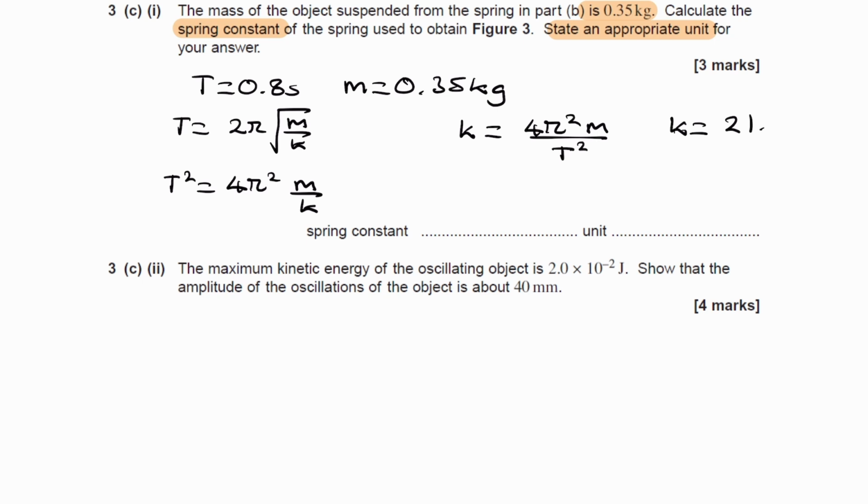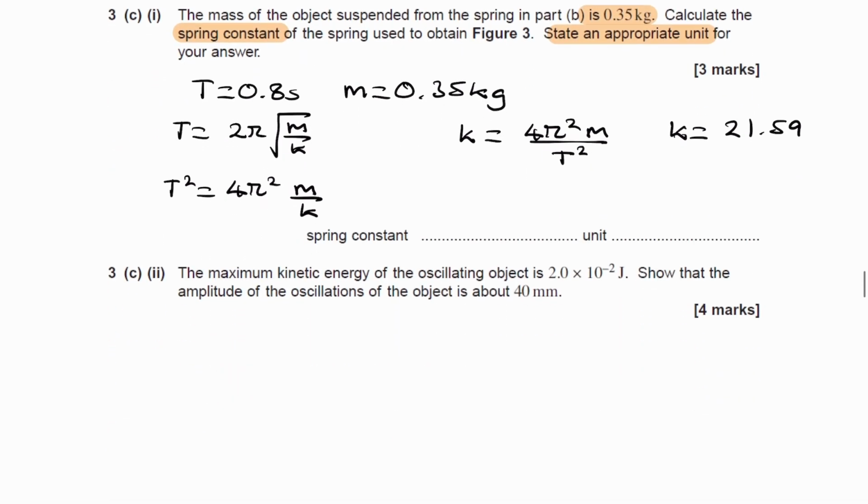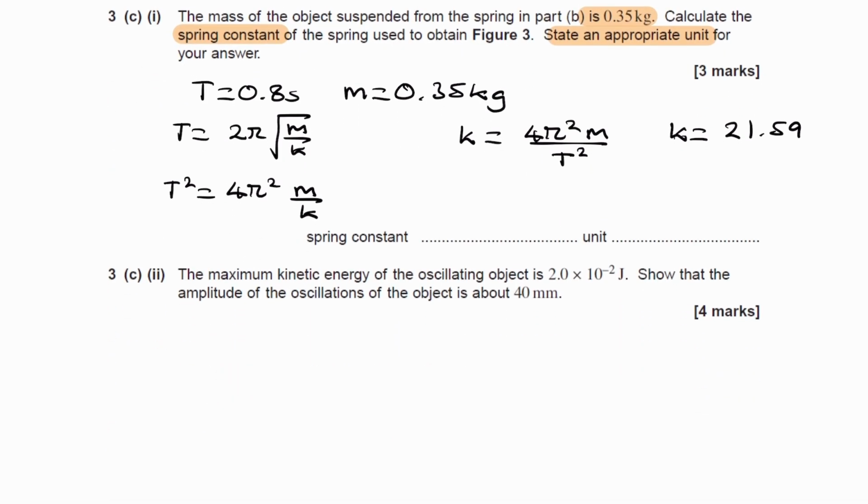We get 21.59. So it looks like we have 2 sig figs over here. So then I will give my final answer to 2 sig figs as well. So 22, and the units would be newtons per meter. If you're not sure why those are the units, think of F is equal to kx. K is then equal to F over x. That's newtons over meters.